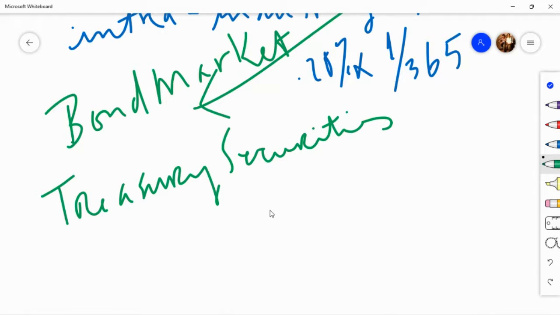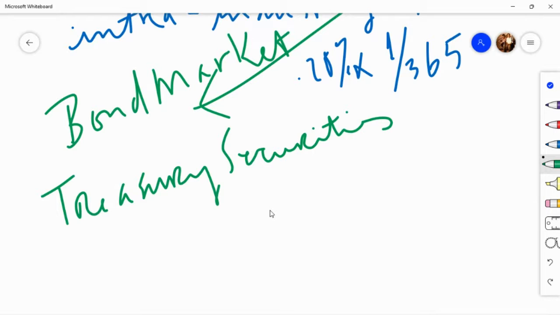Fed funds rate is not under the direct control of the Federal Reserve. Don't get misled by the name, because the name Federal can be used by anybody. FedEx is Federal Express or Federated Express, whatever. FedEx is not a government or state-owned business, right? It's a private business, but they can use it.